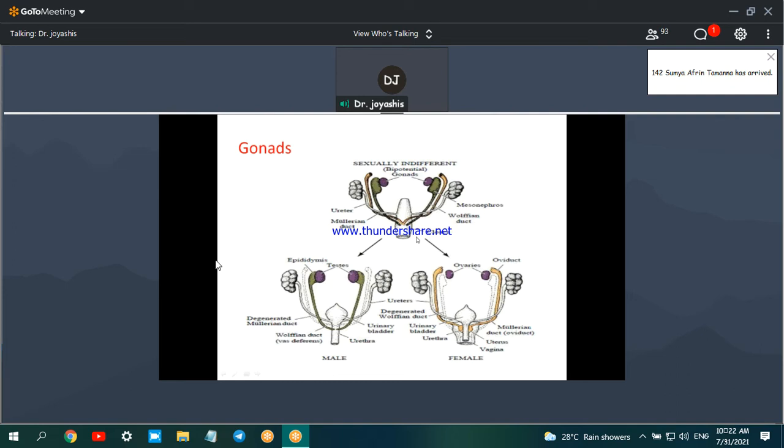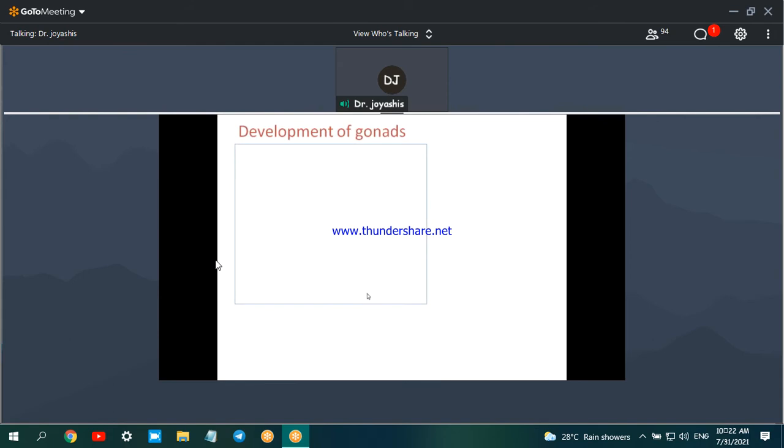But in the case of female, if SRY is not present, and the double X chromosome takes the upper hand, then the ovary is developed. This is the oviduct. This is the persistence of the Müllerian duct, the oviduct. The uterus develops, the vagina develops, and the Wolffian duct degenerates in the case of female.